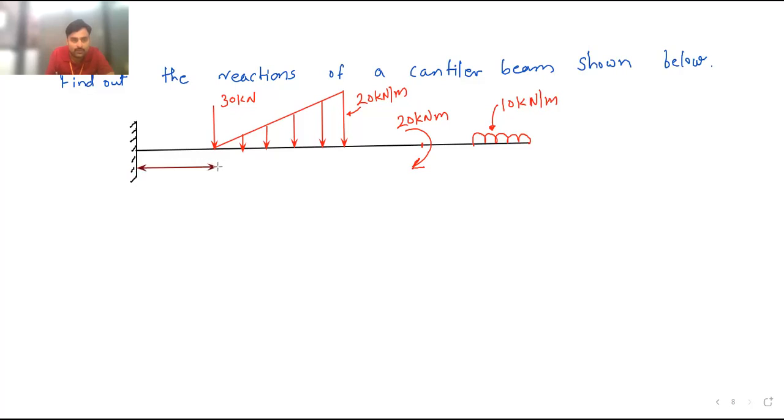From this point to this, it is 3 meter. From here to here, it is 6 meter. This is 3 meter, this is 6 meter. Then this is 1 meter. Then again 1 meter. Gap between these two is 1 meter. And lastly, the UDL situated over here is at a distance of 3 meter. Okay, now you have to find out the support reactions. Let us say that this is the point A.